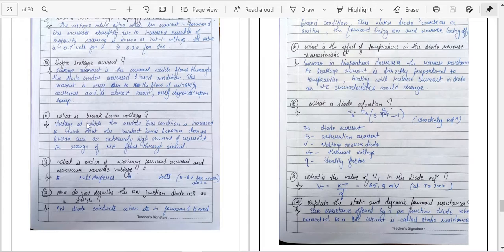What is the breakdown voltage? The voltage at which the reverse bias condition is increased so much that the covalent bonds between the charges break and an extremely high amount of current flows, in the range of mega ampere.